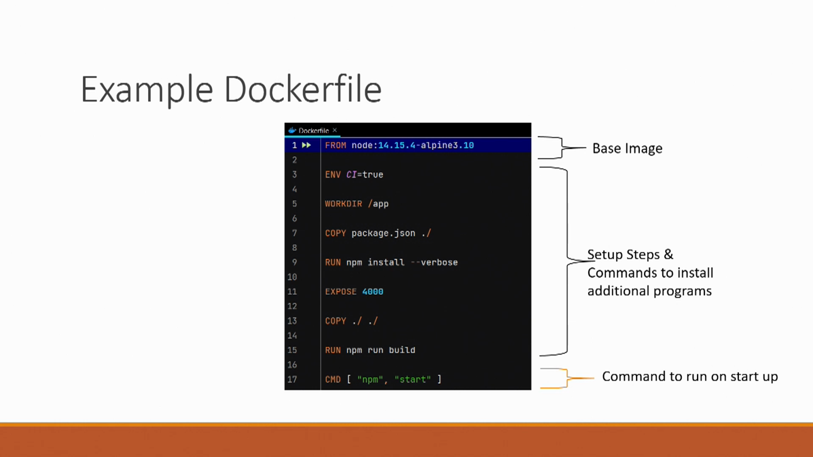So that is the structure of a Dockerfile. It has a base image, the steps you use to configure the image, which are layers, and a startup command. So those are the three important things we need to create a Dockerfile or an image.